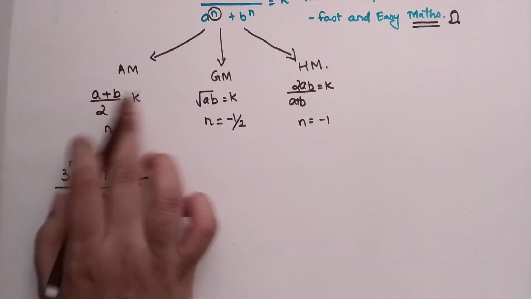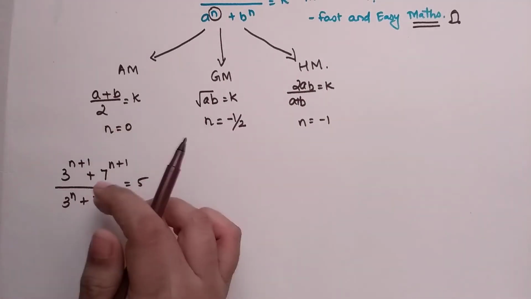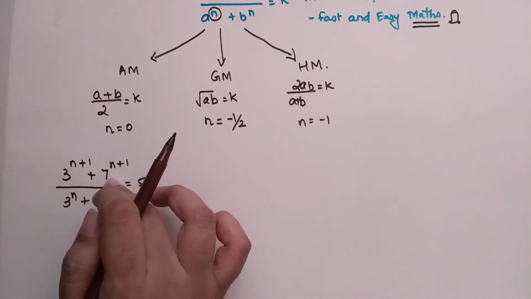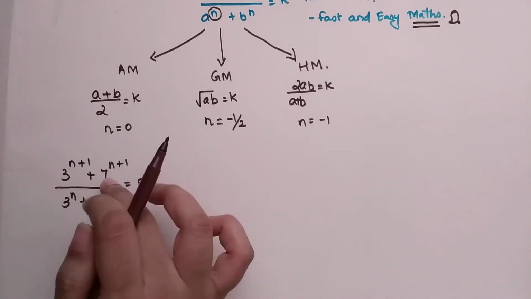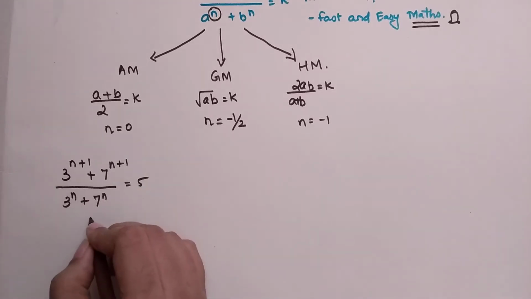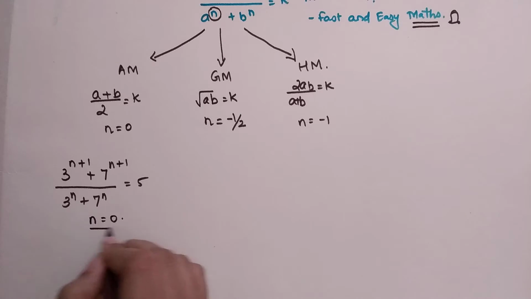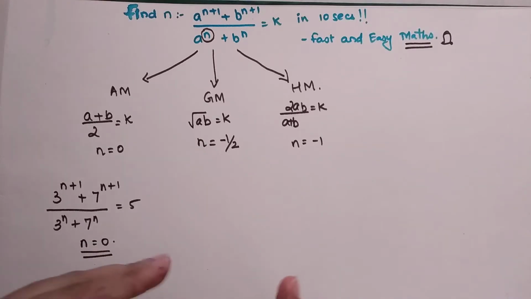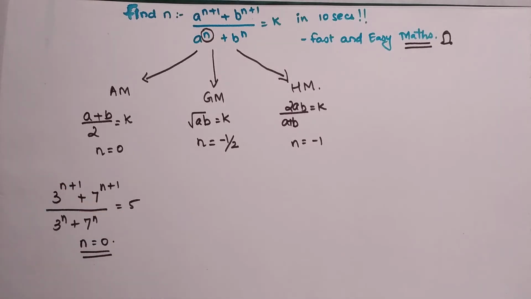So now you've realized that the arithmetic mean of 3 and 7 gets you 5. So basically that is equal to your k, so I can directly say your n value is 0. Understood? It is so simple. It is really getting your answers in under 10 seconds, like I had said.